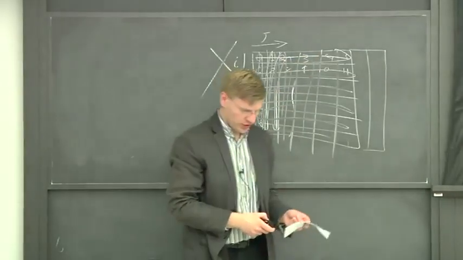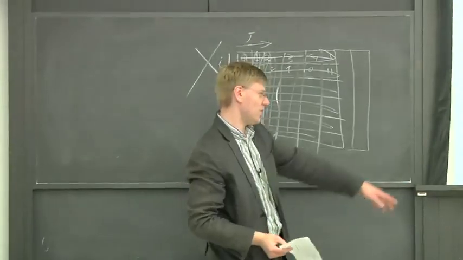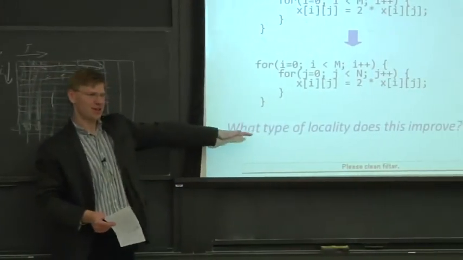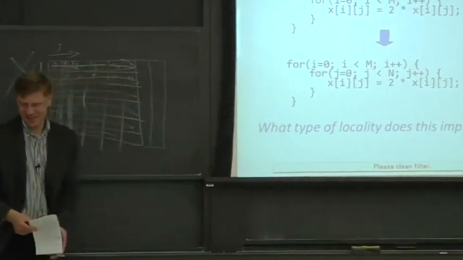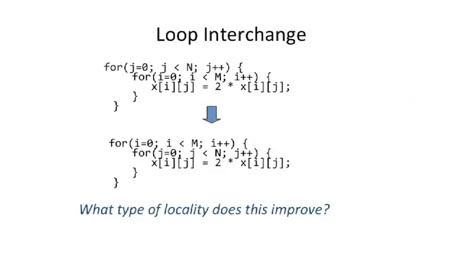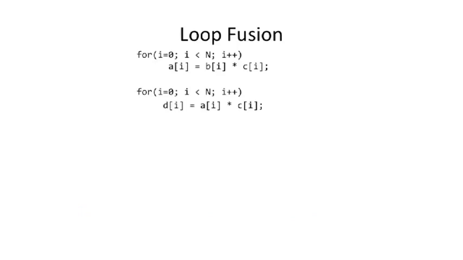OK, before we move off of loop interchange, what type of locality does this improve? Spatial, yay, we drilled that one in pretty well. OK, so let's look at our next piece of code here.